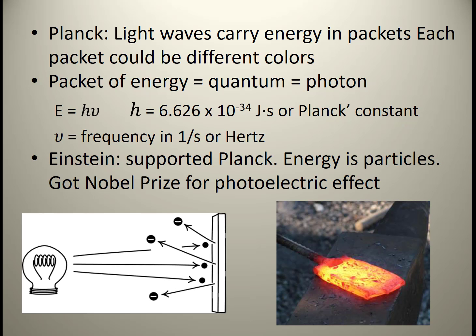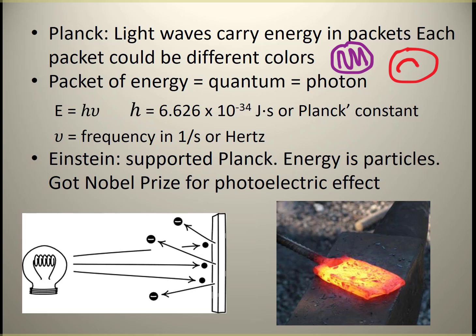He studied black body radiation, and he described energy as little packets of wavelength. And he said each of these little packets could be different colors. So we could have some packets that are violet, and then some packets of energy that are red. And he called these little packets of energy quantum or photons. So it's a little packet of energy.